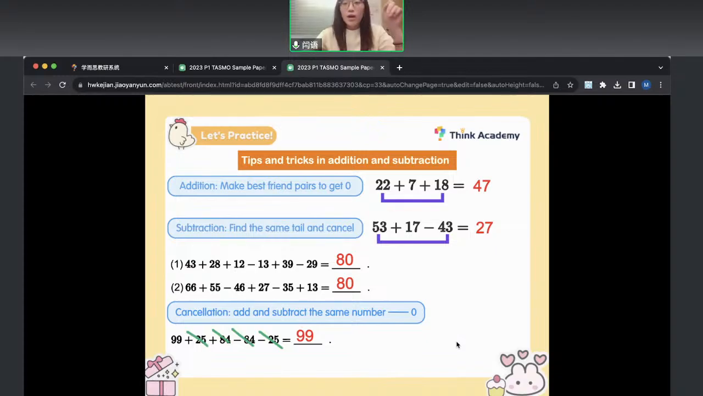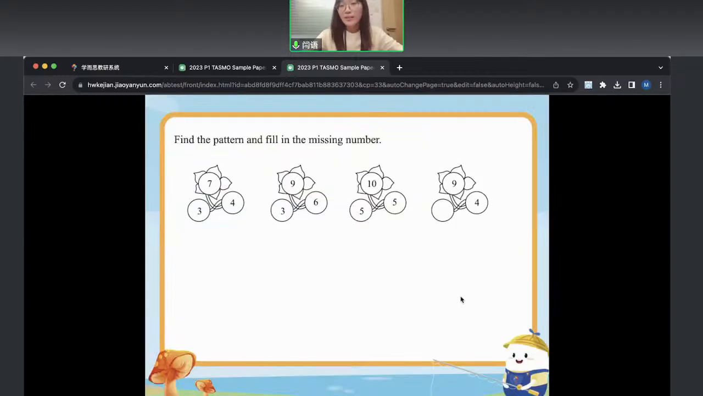For addition, what should we do? Try to find the best friend pairs. How can we make a 0? And then what about for the subtraction? Try to find the same tail, that is the last digit. Find the same last digit and try to cancel. And also, if you can see we add and subtract the same number, wow, super easy. Then you just get a 0. Clear? Okay.